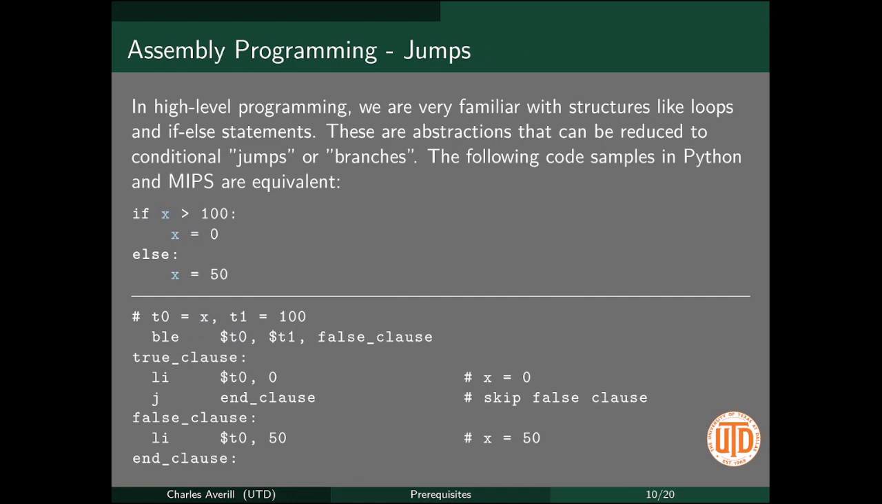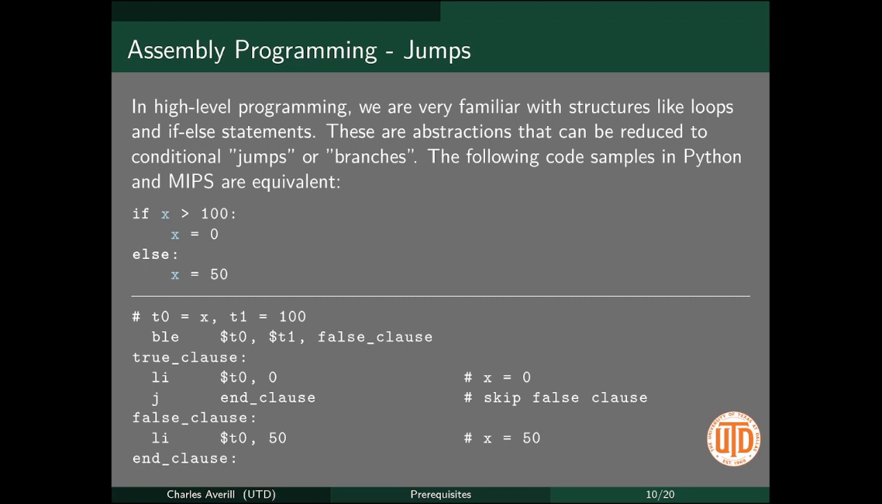All right, so in high-level programming, we are very familiar with stuff like loops or if-else statements. These are actually just abstractions that can be reduced to what we call conditional jumps or branches once we get to the CPU level. So the following code samples in Python and MIPS are equivalent. We've got if x is greater than 100, x equals 0, else x equals 50. And those are assignment statements. We're going to set x equal to 0, or we're going to set x equal to 50.